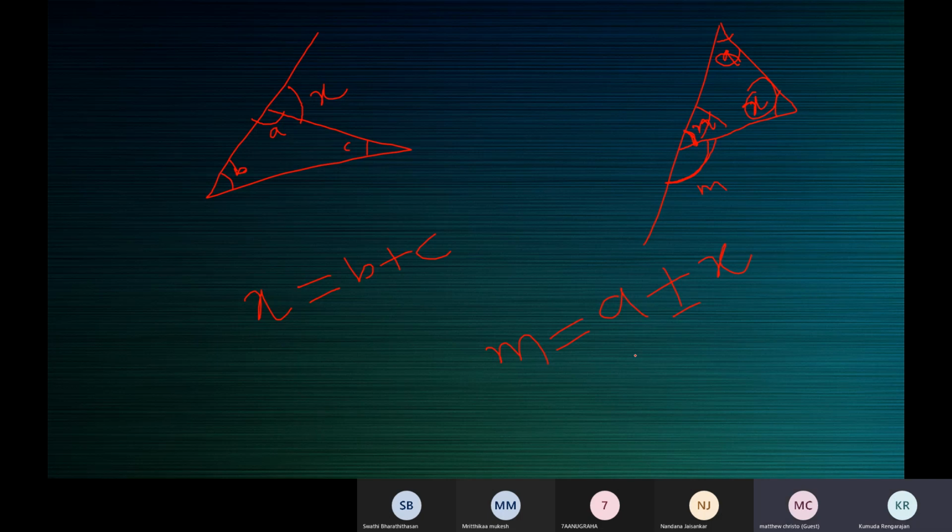I hope all of us understood this property. Understood, ma'am. It is said like this. The exterior angle of a triangle is equal to the sum of the two interior opposite angles.